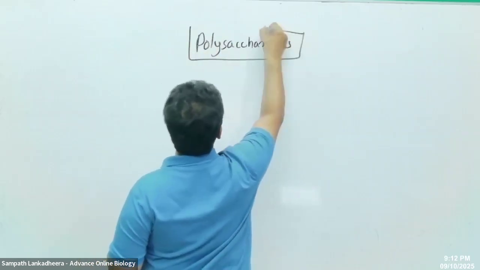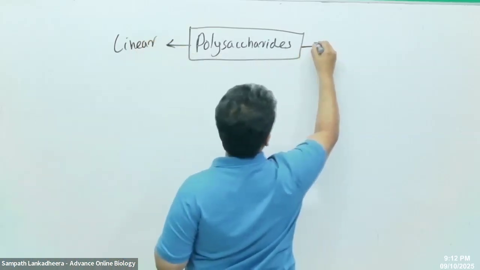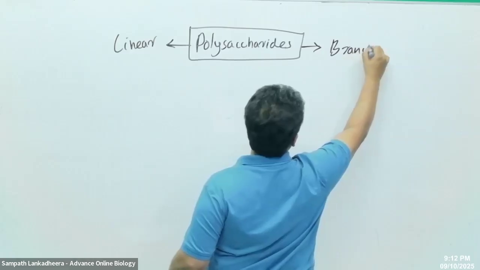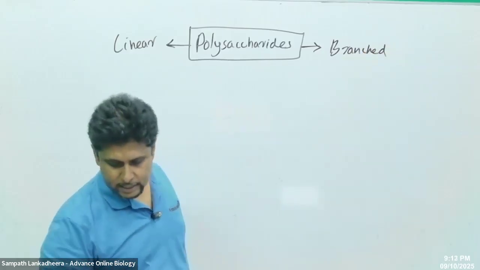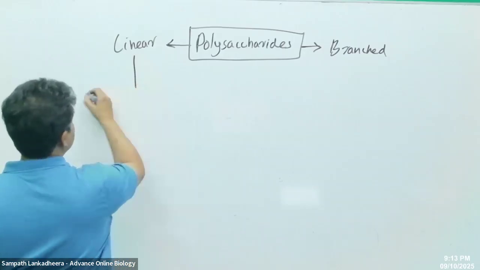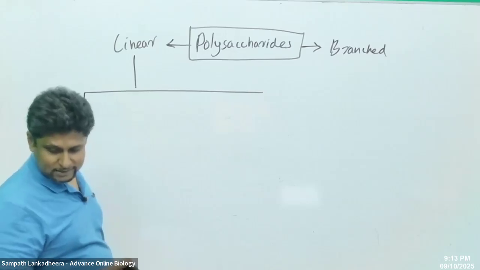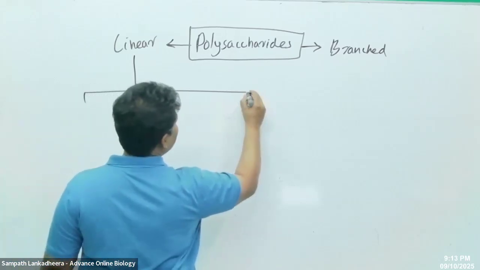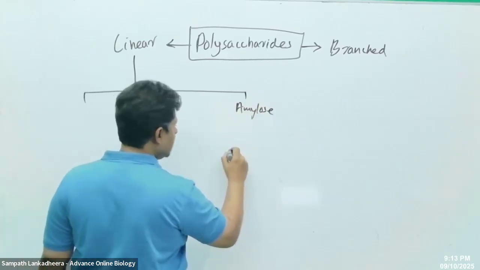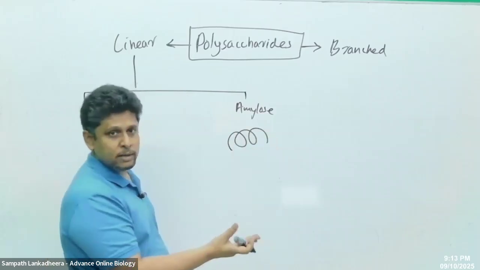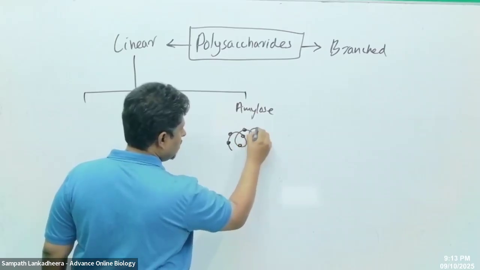We classified them as linear and branched. Polysaccharides are classified as linear and branched. For linear, we start here with amylose. Amylose is linear. It's coiled, but not branched, made up of a lot of glucose units, not branched.